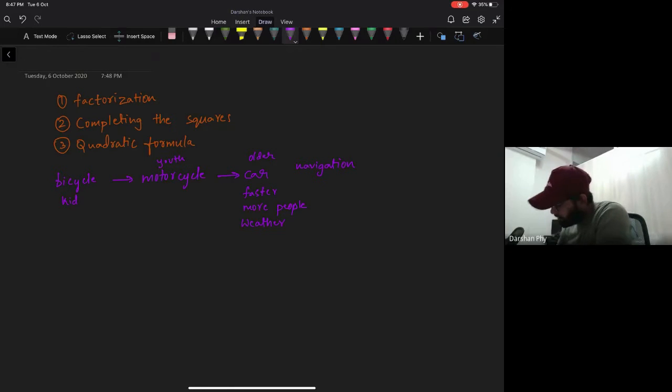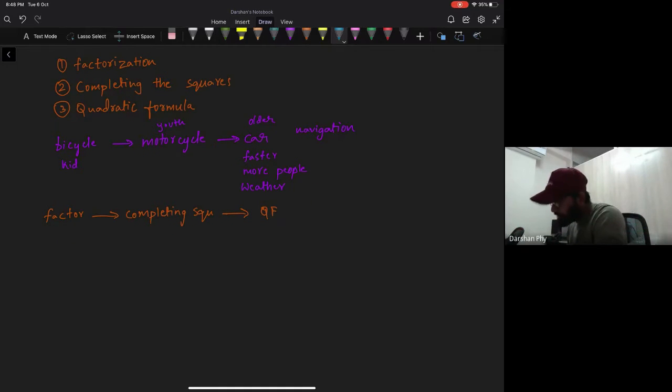So the same thing happened. Factorization was first invented to solve quadratic equations. Then there were a few drawbacks, so they invented completing the square. I just write short forms here so that I don't take more time. Then we have the quadratic formula.